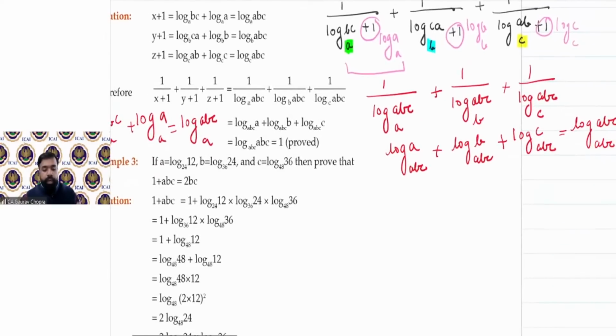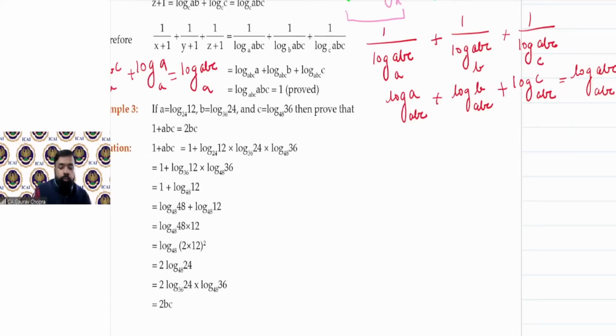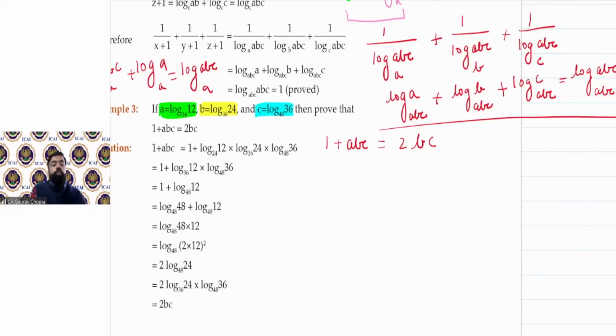So in this way, you can get the answer. Let's try one more. Third one, which is similar. The value of A is given here, log 12 base 24. Value of B is given log 24 base 36. Then value of C is given log 36 base 48. And then we have to simplify 1 plus ABC equal to 2 times of BC.